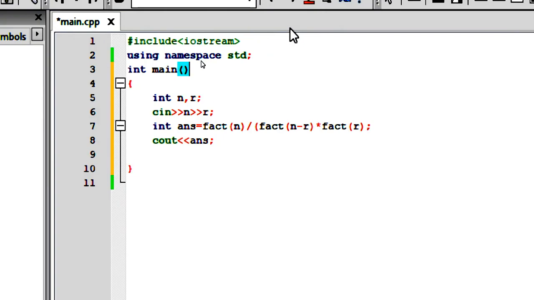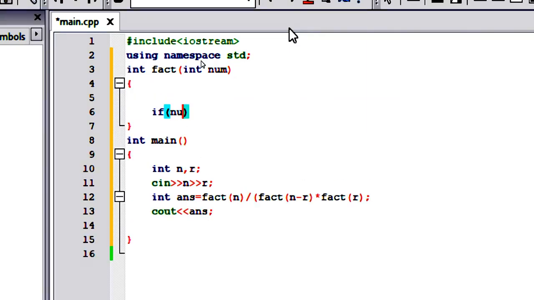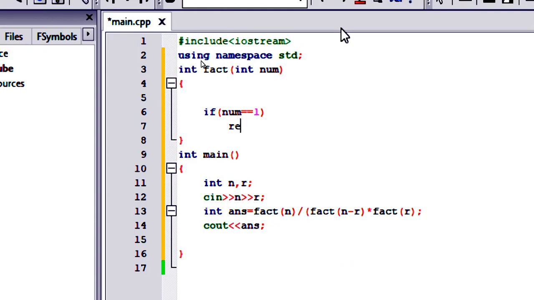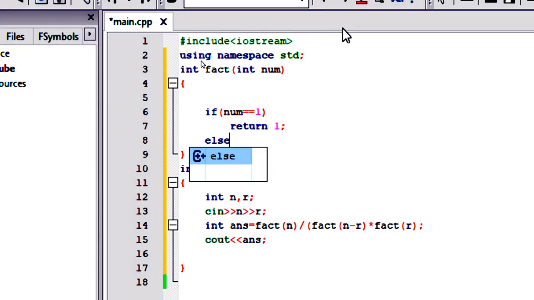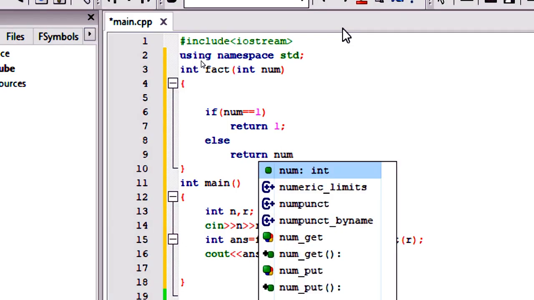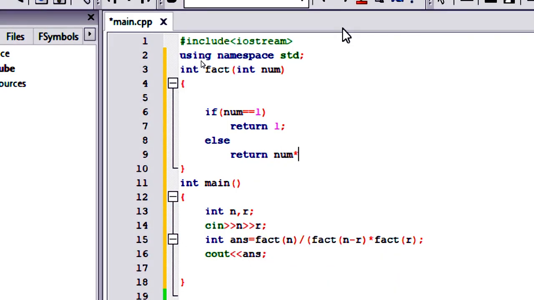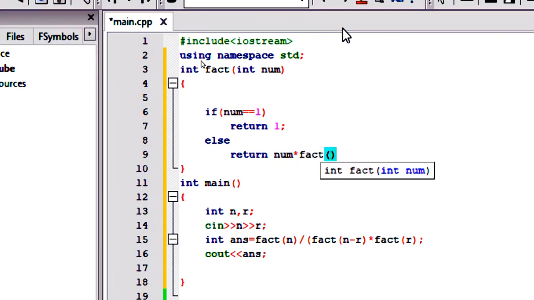Then we have to define the factorial function, which takes a number. Here we put the condition: if num is equal to 1, then it will return 1, else it will return num times fact of num minus 1. Here I'm using recursion. You can also find the factorial using a for loop, but I am using recursion because it is a very good approach for finding the factorial.